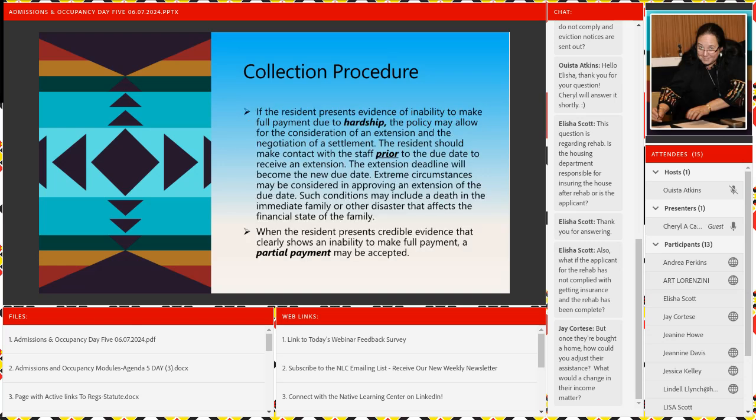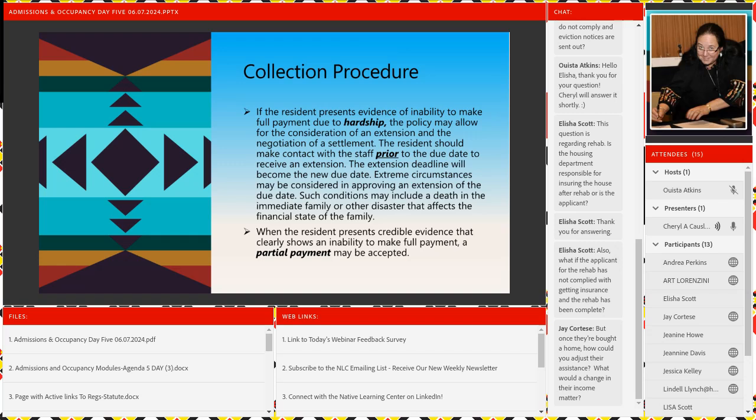If the resident presents evidence of inability to make full payment due to hardship, the policy can allow for the consideration of an extension and the negotiation of a settlement. The resident should make contact with the staff prior to the due date to receive an extension. The extension deadline will become the new due date. Extreme circumstances may be considered in approving an extension of the due date. So these are your payback agreements.